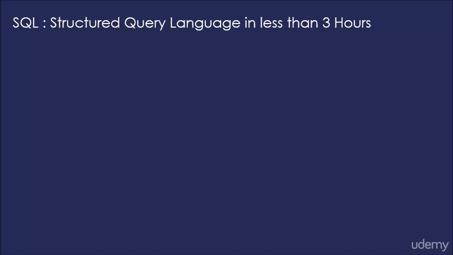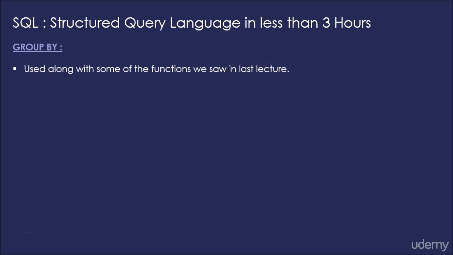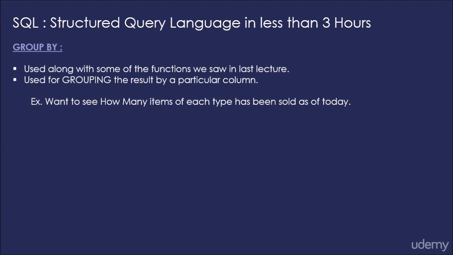Hi guys, in this lecture we will understand the concept of group by clause. Group by clause is basically used along with several functions which we saw in one of the earlier lectures. Group by clause is basically used for grouping the result based on a particular column or a field of a table. Now let's understand what I mean with the help of an example.